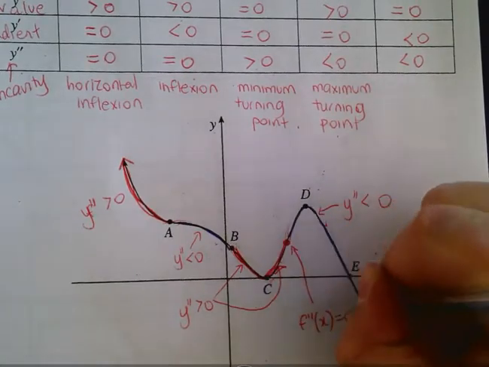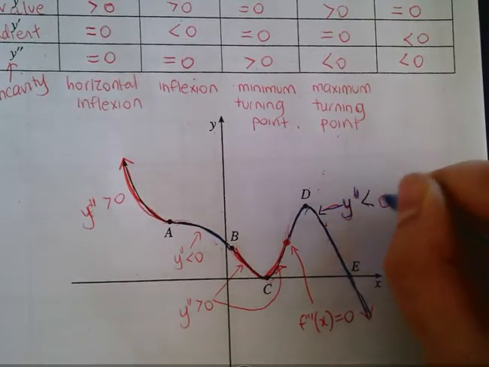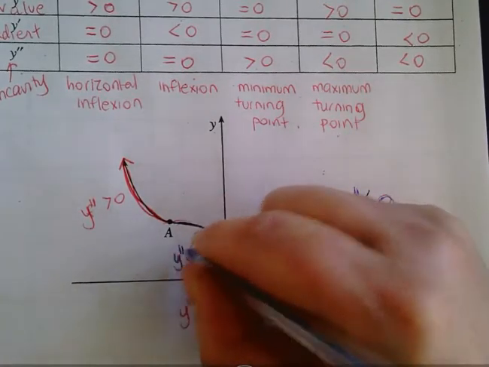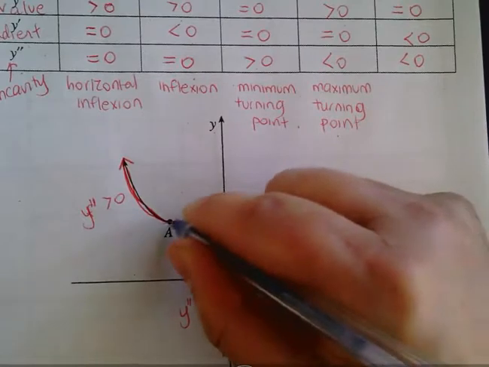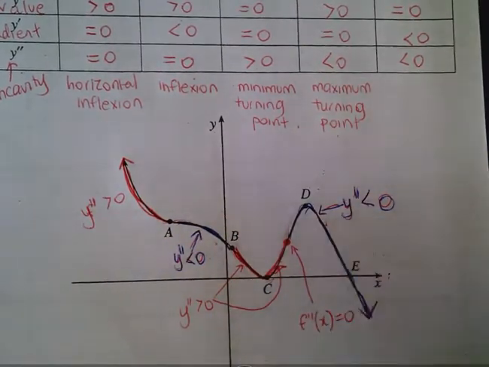Here are my concave downs in blue. So anything blue is concave down. See, okay? Down, down. And anything red is concave up.